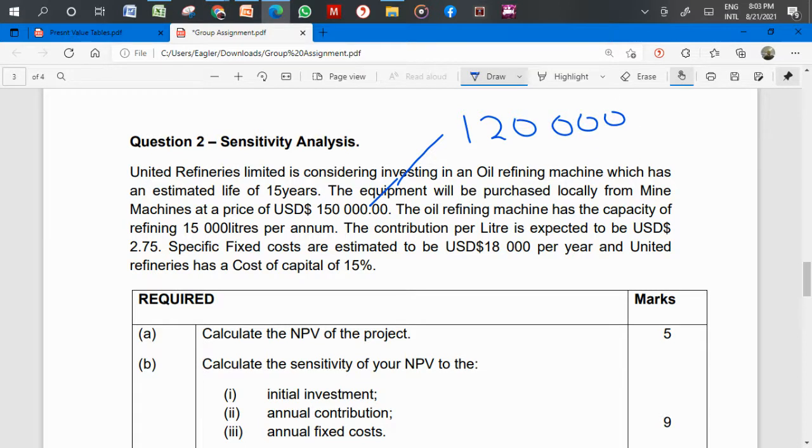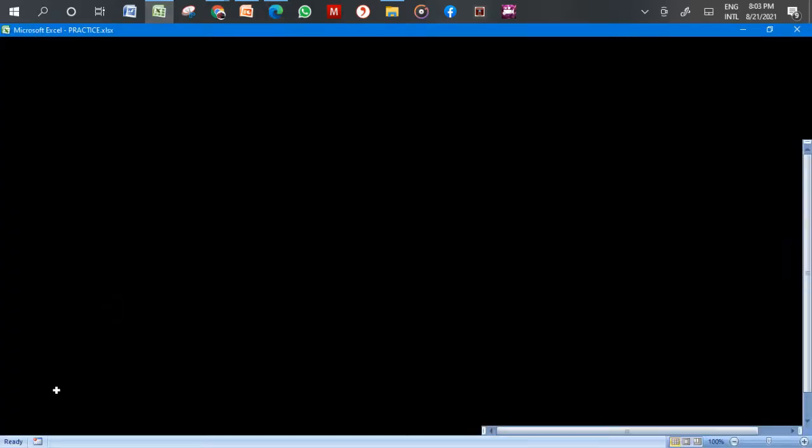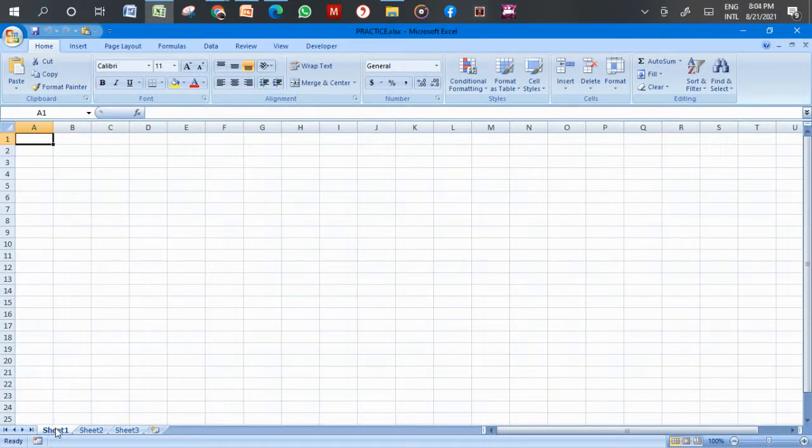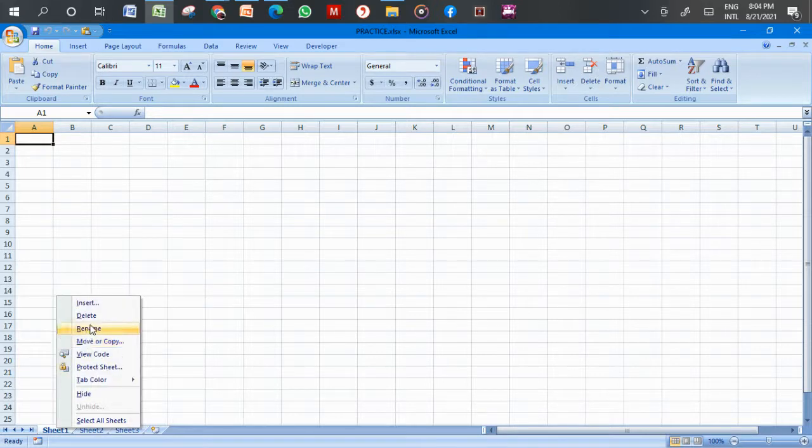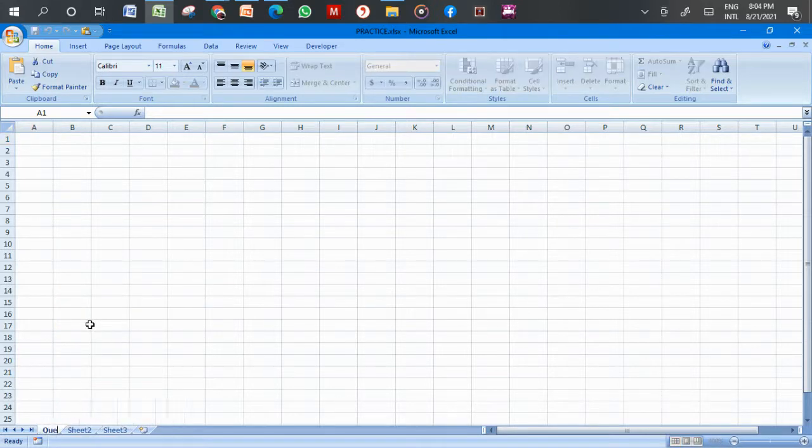Okay, so the oil refining machine has the capacity of refining 15 liters per annum. The contribution per liter is expected to be $2.75. Specific fixed costs are estimated to be 18,000 per year, and United Refineries has a cost of capital of 15%. So A: calculate the net present value of the project. This will be our working sheet. Let's write question 2.